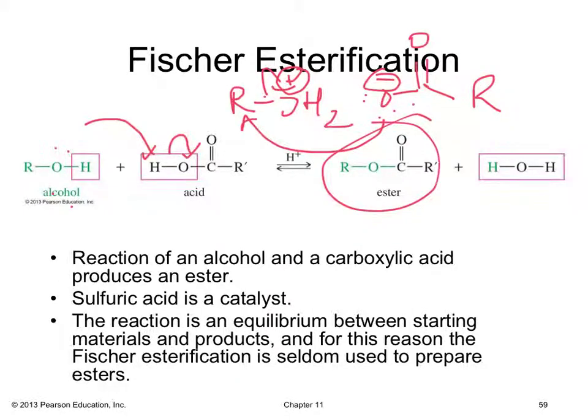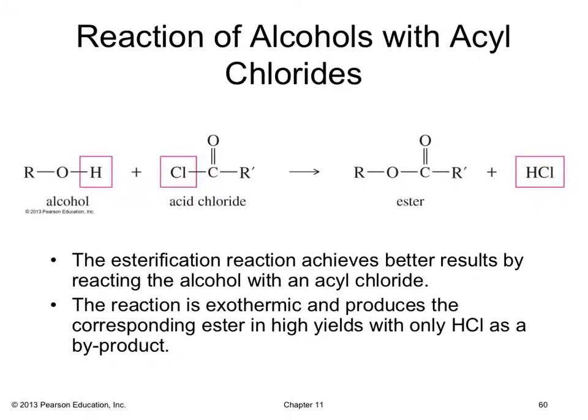The other way to produce esters is to react alcohols with acid chlorides, shown here. With acid chlorides, you can generate esterification better, and the reaction is exothermic, producing the corresponding ester in high yields with only HCl as the byproduct.